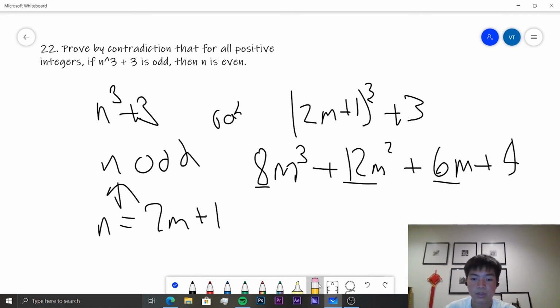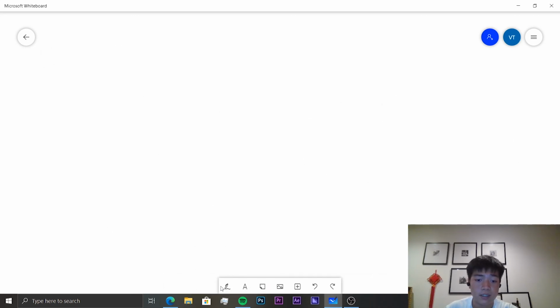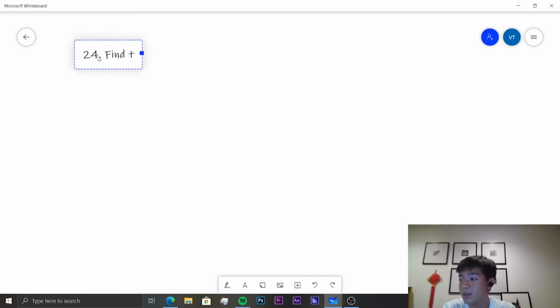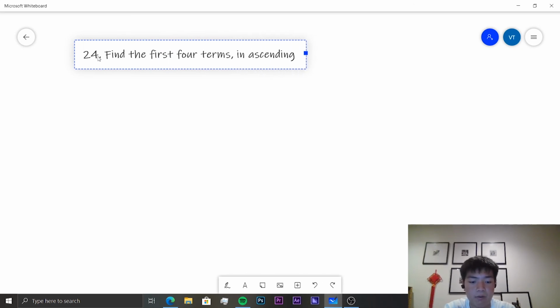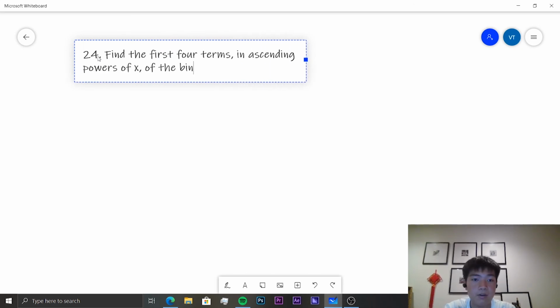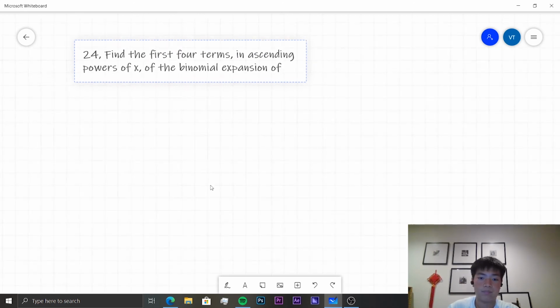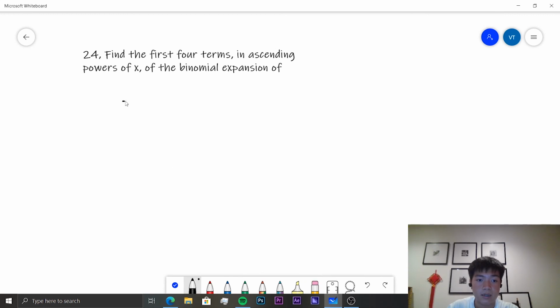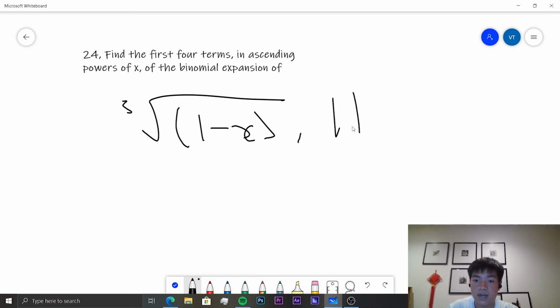Okay. And we're on to our final question. Wow. Our final question is, oh dear. Find the first 4 terms in ascending powers of x of the binomial expansion of the cube root of 1 minus x. Of course, x being less than 1.